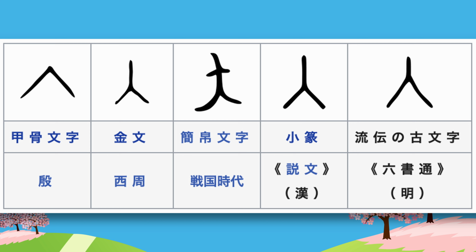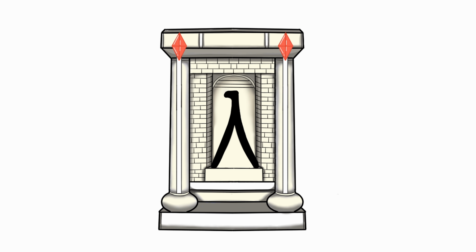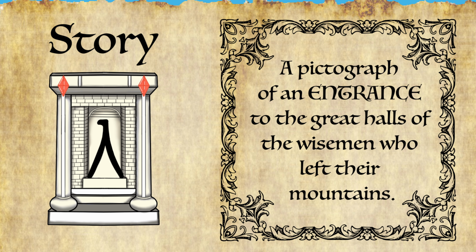Historically, you could be forgiven for thinking this was a person kanji, but it was apparently a pictograph of an entrance. So for our story, I've also created a pictograph of an entrance. A pictograph of an entrance to the great halls of the wise men who left their mountains.